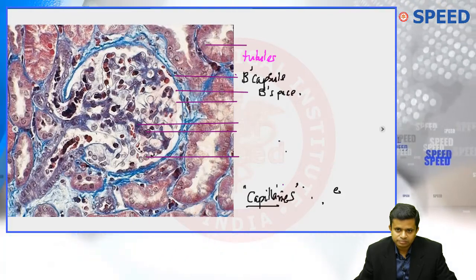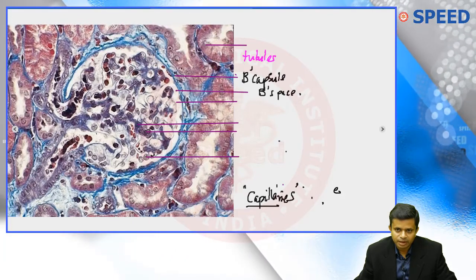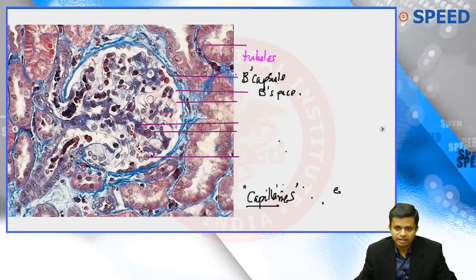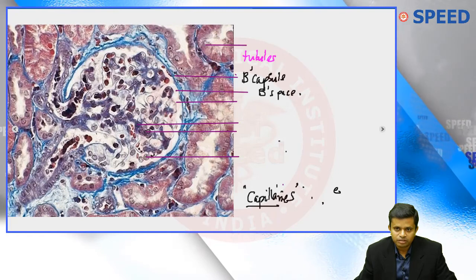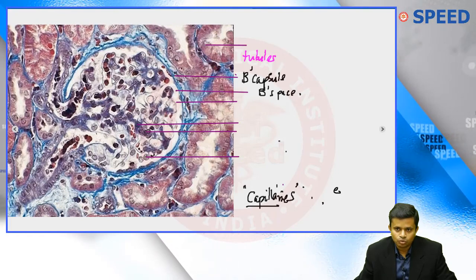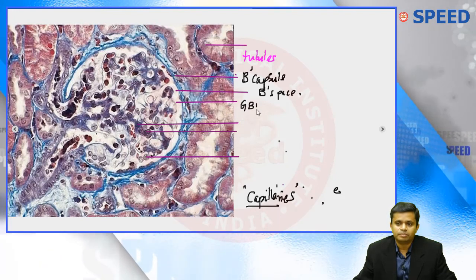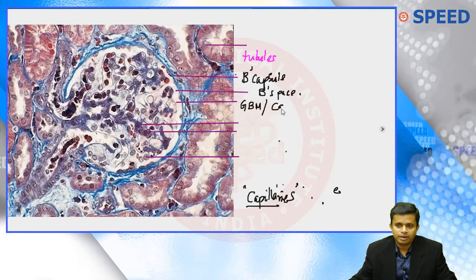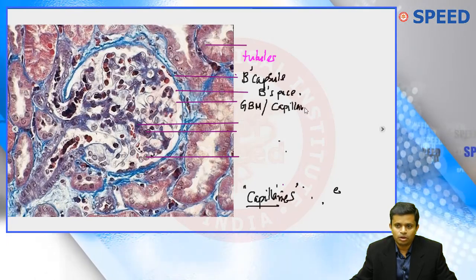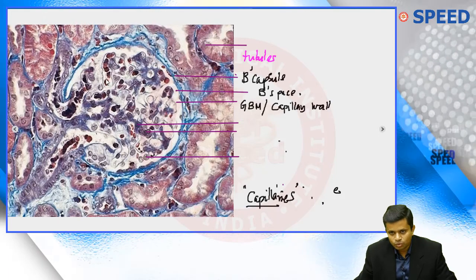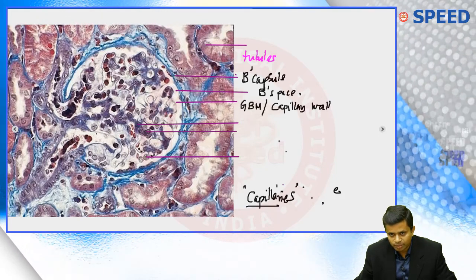So can you see some pale looking cells? That is outside the capillary wall. But inside the capillary wall, can you see this line? This is your line. Those lines are called your GBM, or capillary walls. So that's your capillary wall. Now if you look carefully, this is a capillary wall, this is a capillary wall.